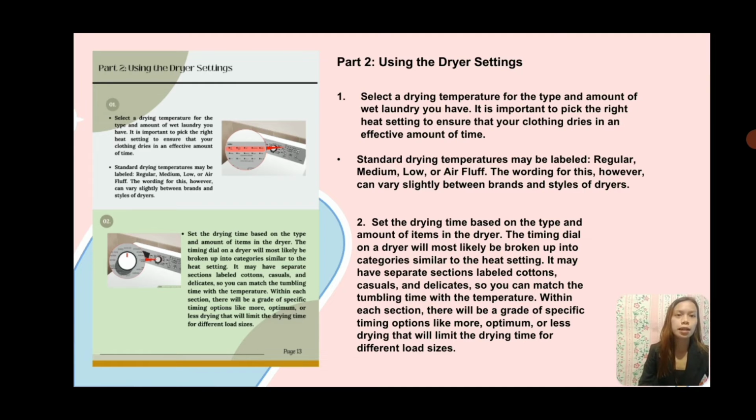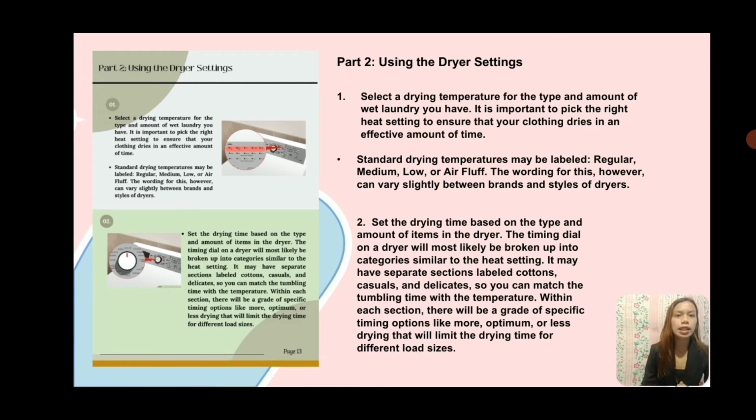So step 1 is select a drying temperature for the type and amount of the laundry you have. So it is important to pick the right heat setting to ensure that your clothing dries in an effective amount of time. So naman siya, na dito nakabutang, nakalabel na siya dito ang setting nga pila ang heat nga dapat ibutang sa imuhang clothes.